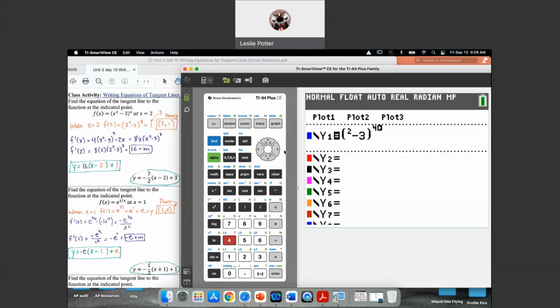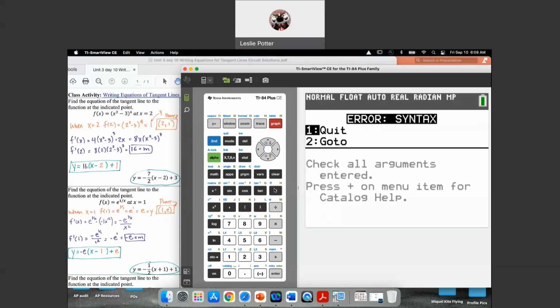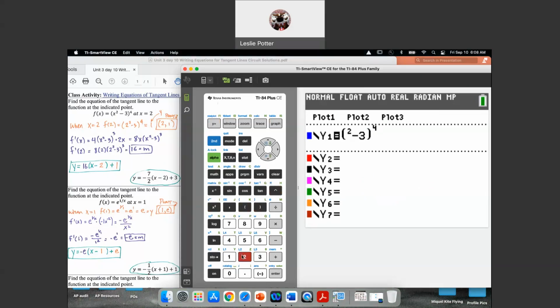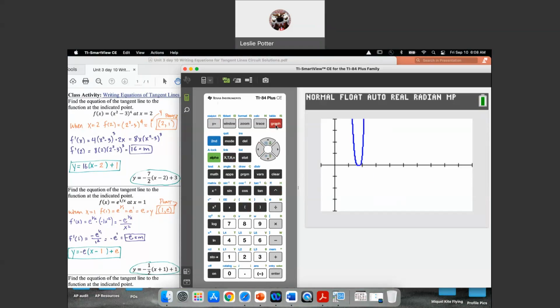All right, so just get a quick look at this graph. Okay, so I've got an error in what I typed. Let's see here. Oh, I forgot the variable. That's problematic. There we go. Now I've got x squared minus 3 to the fourth power. Okay, so it looks like this.